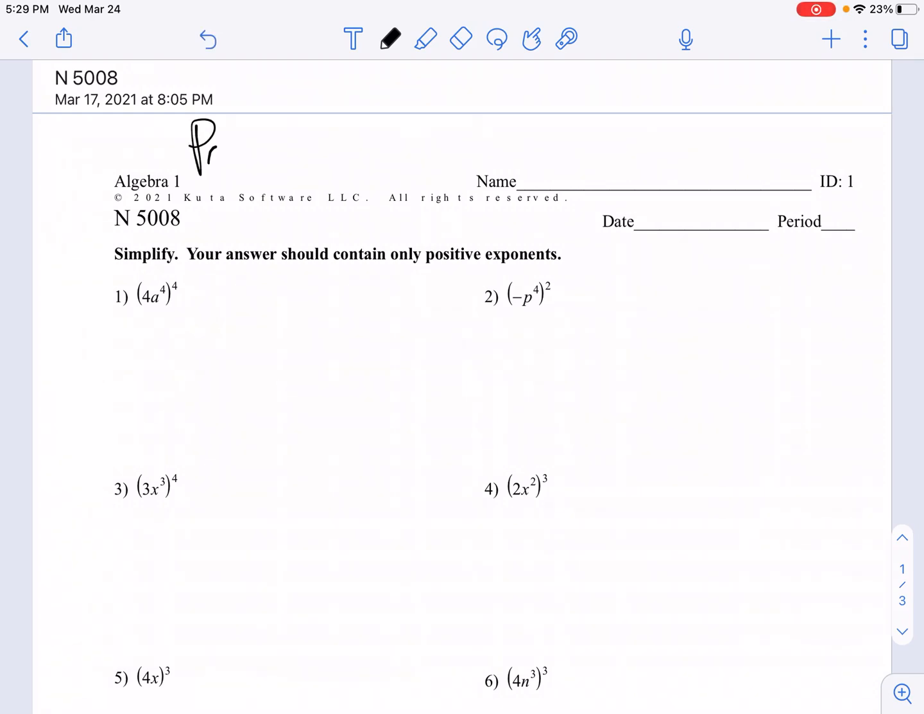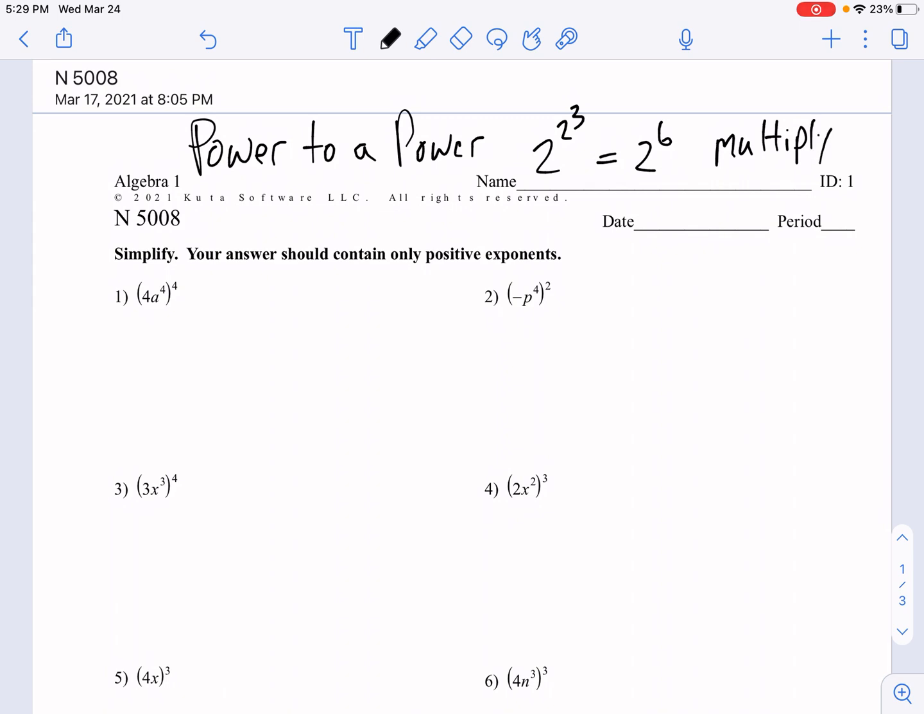All right, so in this one, we're looking at the power to a power rule, okay? And if you recall, when we were talking about with no variables, if we had a power to a power, for instance, if we had 2 squared raised to the third power, you multiplied the exponents. So this would be 2 times 3, which gives us 6. So we multiply the exponents. Okay, in this case, again, the coefficients here don't have an exponent.